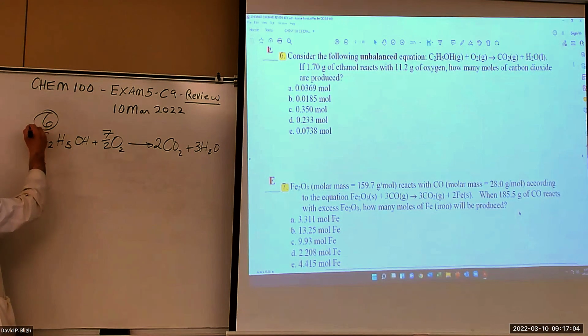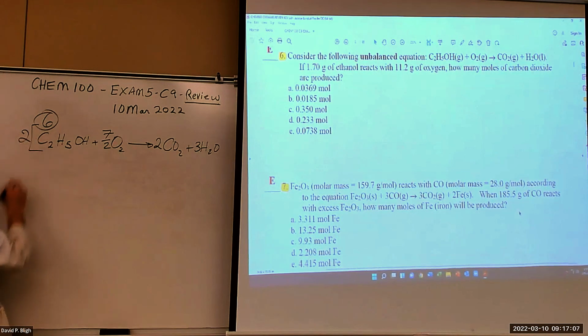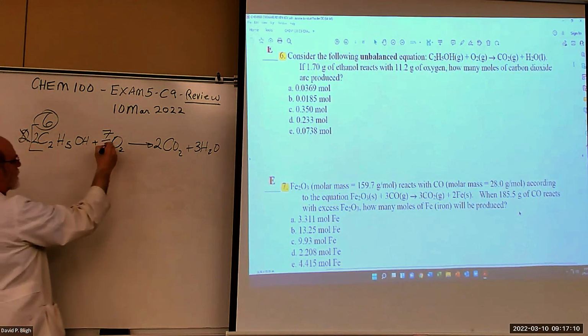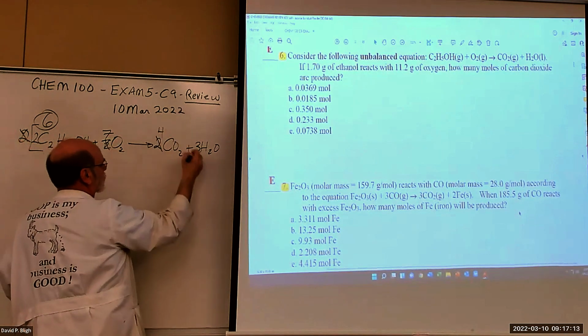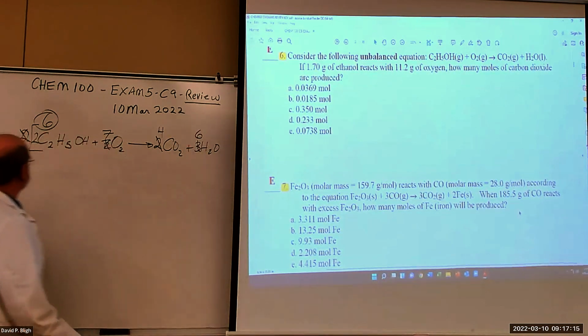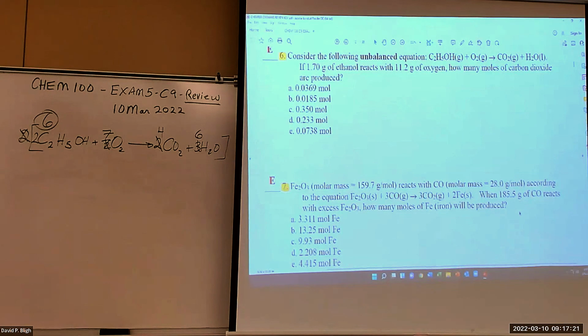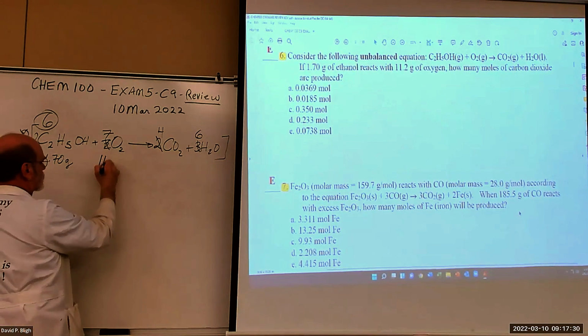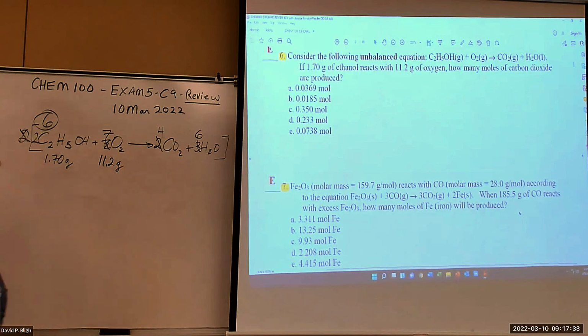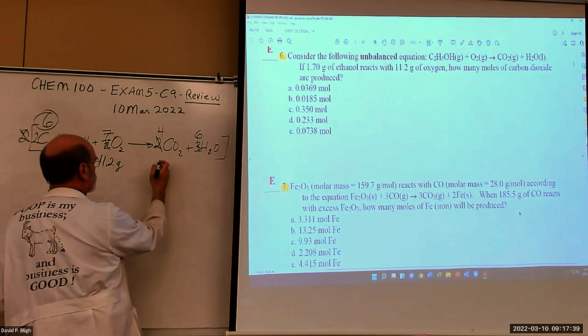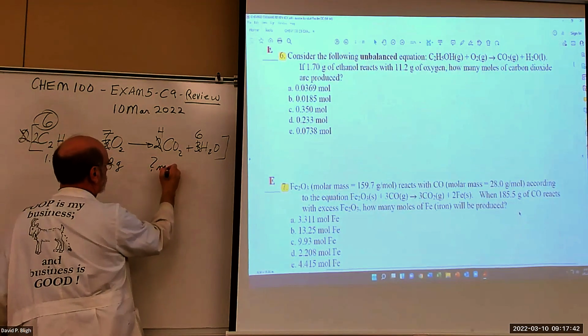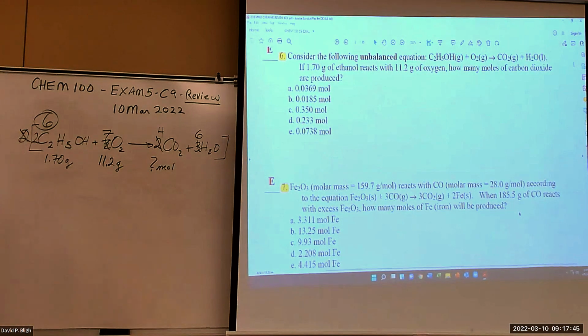But to be consistent, let's get rid of that fraction. So that makes 2 here, 7 there, 4 here, and 6 there. So now let's go to the rest of the problem. 1.7 grams of ethanol and 11.2 grams of oxygen. And the question is, how many moles of carbon dioxide will be produced? So we're looking for moles of carbon dioxide.